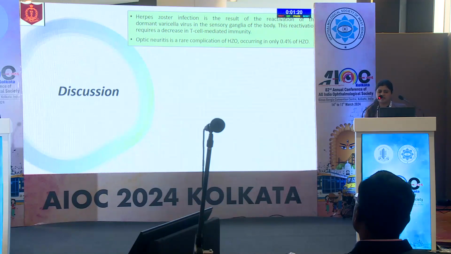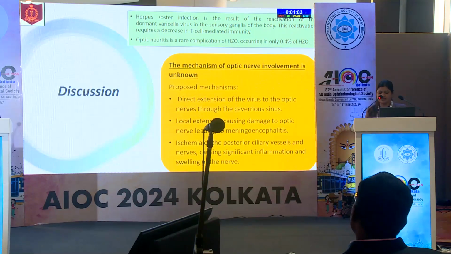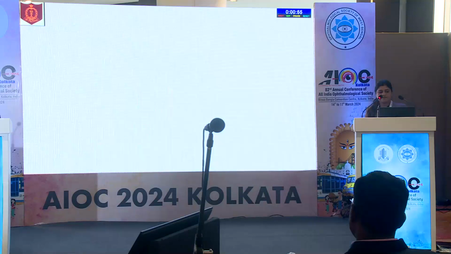Herpes zoster infection is a result of reactivation of the varicella virus, and optic neuritis is a very rare complication, occurring in only 0.4%. The mechanism of optic neuritis is rarely known. However, the proposed mechanisms are direct invasion of the virus to the optic nerves through the cavernous sinus, local extension causing damage to the optic nerve, or ischemia of the posterior ciliary vessels, which causes inflammation of the nerves.